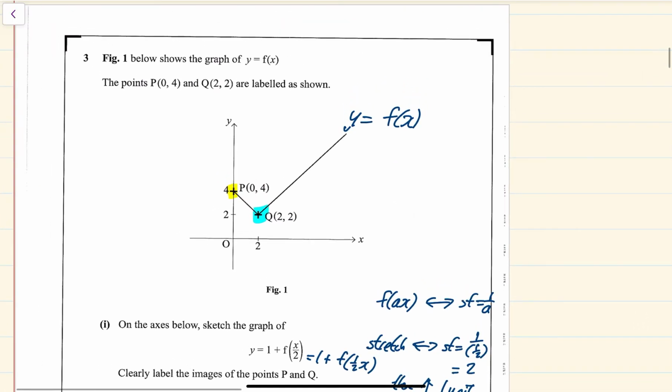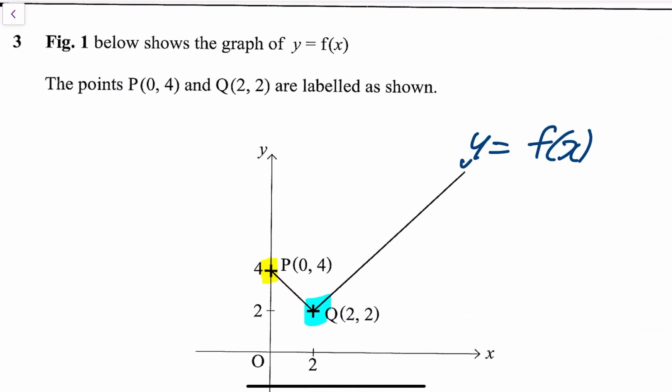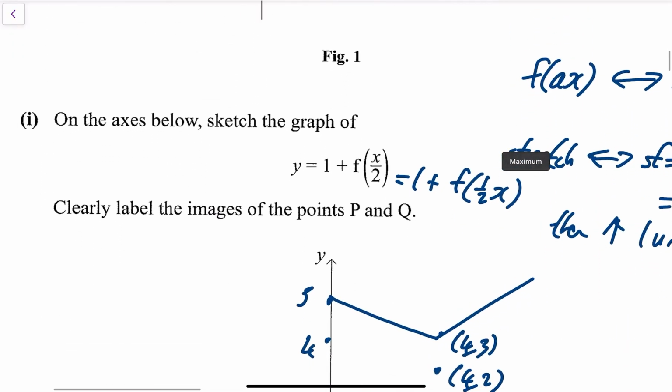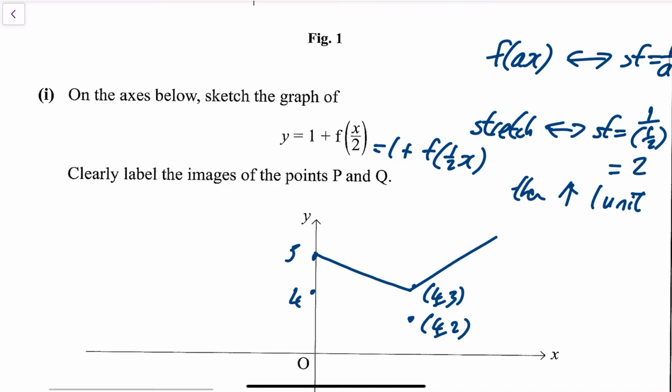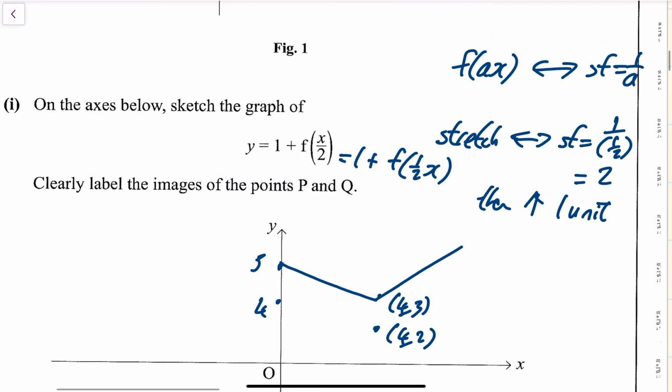Alright, not a nice question here, this one. This one you've got your f of x is drawn, and you've got the point 0,4 is P, and Q is 2, 2. So that's what you've got. And the first part of the question says, on the axis below, show the graph of y equals 1 plus f of x over 2.